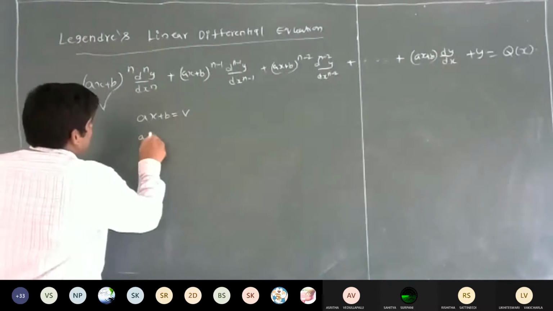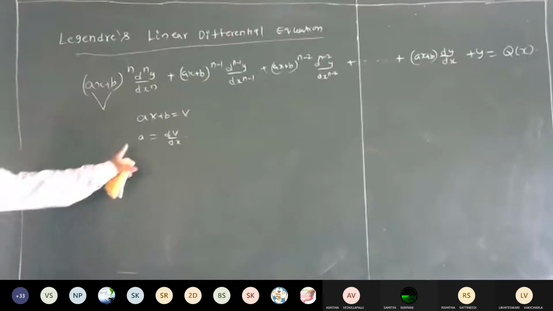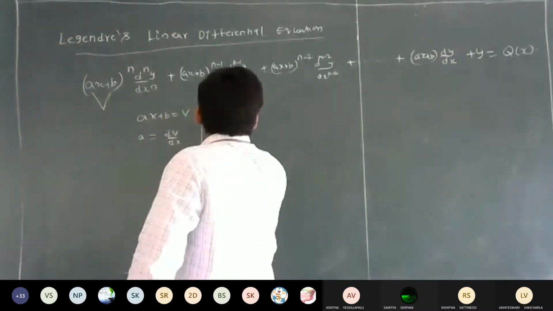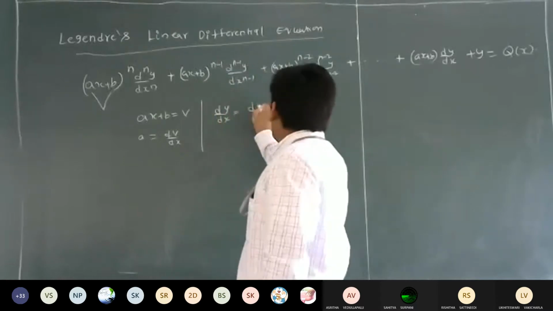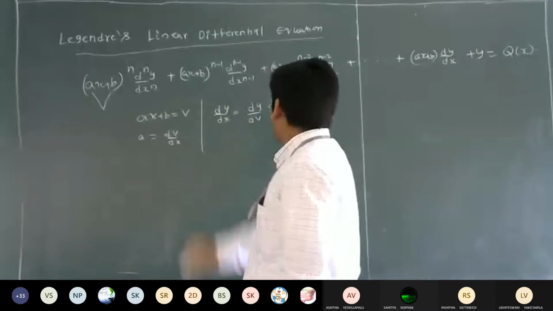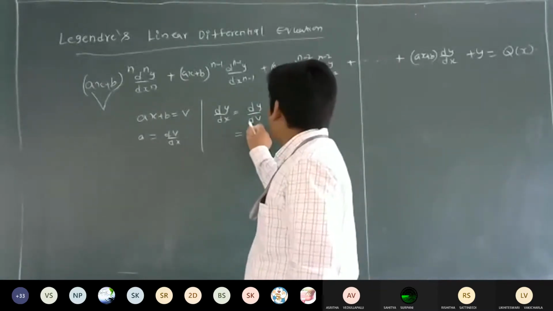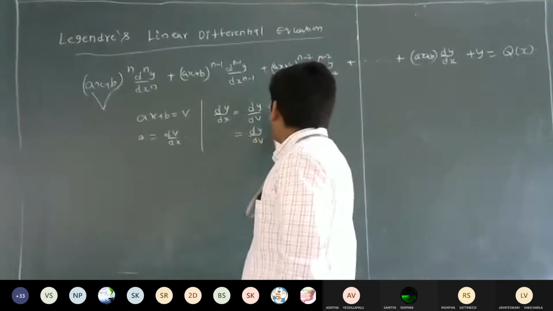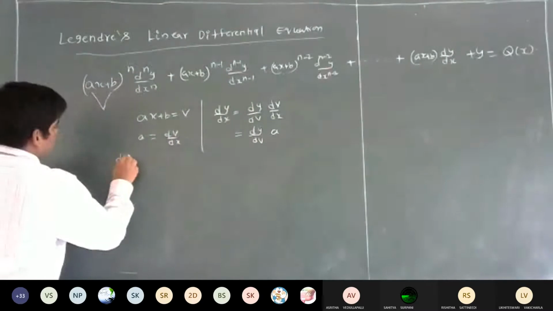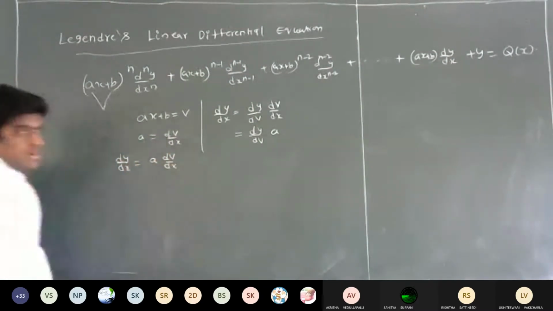So therefore a is equal to dv by dx. With respect to x, we have to differentiate. Then we will get the value of dv by dx as a. So therefore we know that dy by dx is equal to dy by dv into dv by dx. So this is dy by dv into a. So therefore the value of dy by dx is equal to a into dy by dv.